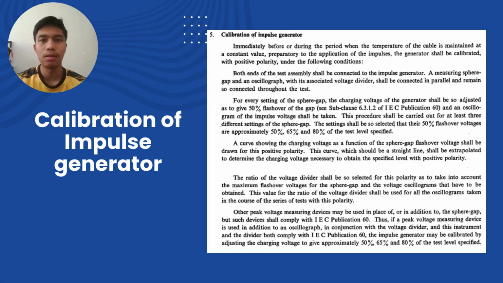Okay, so we move on to Clause 5. Clause 5 basically focuses on the calibration of the impulse generator. Before any testing begins, it is crucial to confirm that the generator is producing the correct wave shape and voltage. Calibration ensures the accuracy and reliability of the impulse applied to the test object.